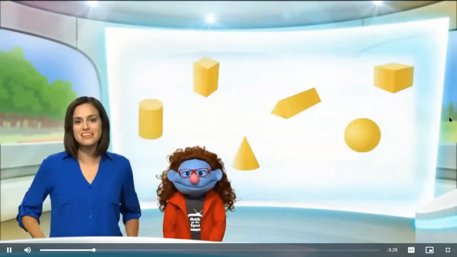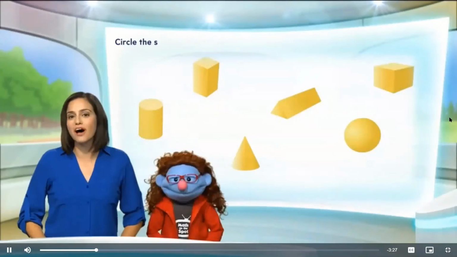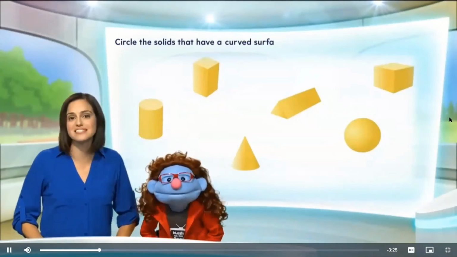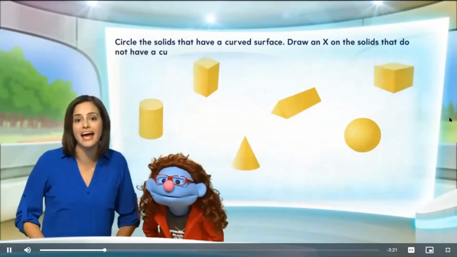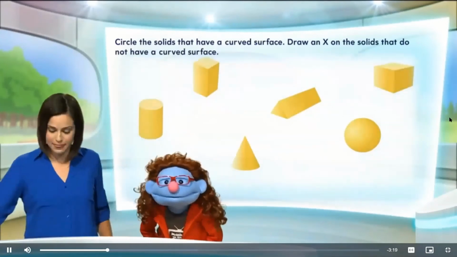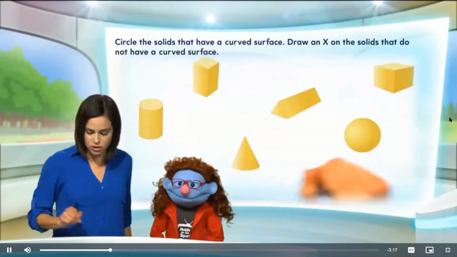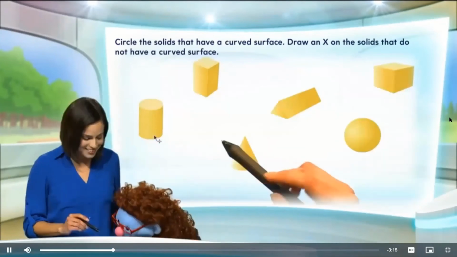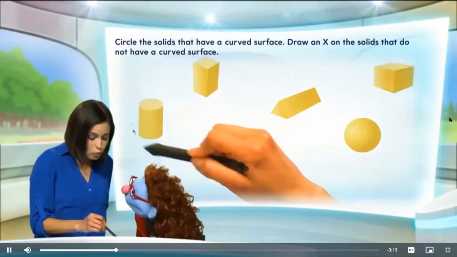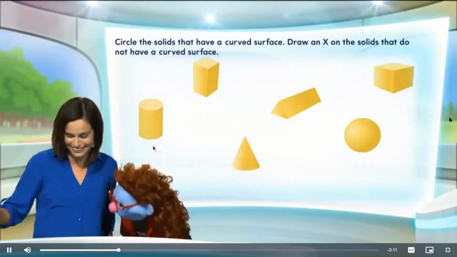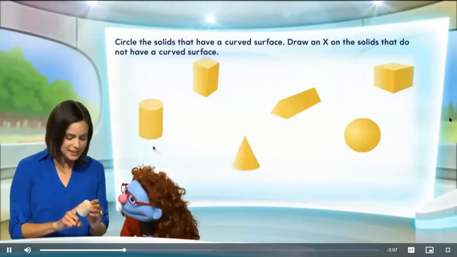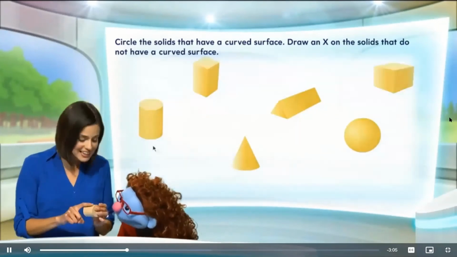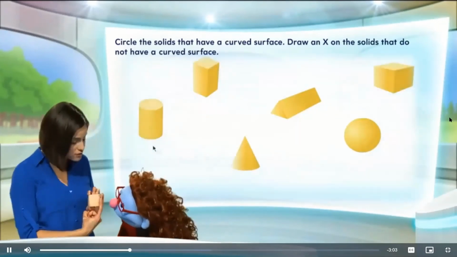Well, okay. Circle the solids that have a curved surface. Draw an X on the solids that do not have a curved surface. Here are our solids. Let's start with the cylinder. If we take a look at the cylinder, it has a curved surface.